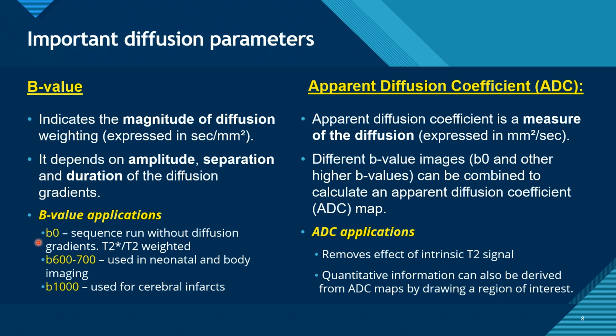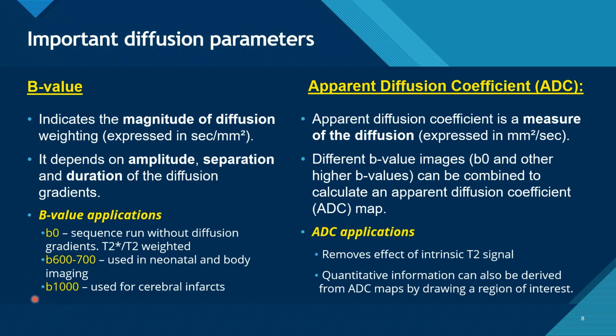So what are the applications of B value? The B0 is the sequence run without diffusion gradients, and this is a T2 or T2 star weighted image, as we have just mentioned. The B600 to 700, which is the intermediate B value, is usually used in neonatal and body imaging. So why do we use intermediate B value in neonatal and body imaging? This is because of the inherent intermediate relaxation time of these tissues. So a suitable weighting will be an intermediate, not low or high B value.